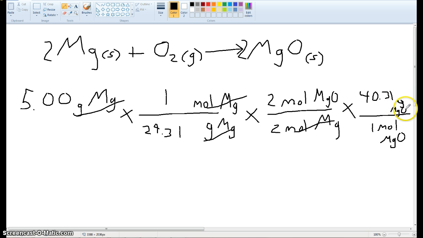I'm sorry for my atrocious penmanship. I'm trying to use a mouse here to write. I really should get a stylus. So multiply, multiply, multiply, divide, divide, and you'll get your answer. As simple as that.